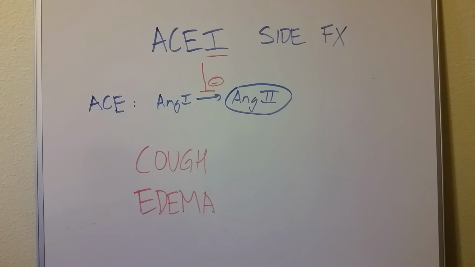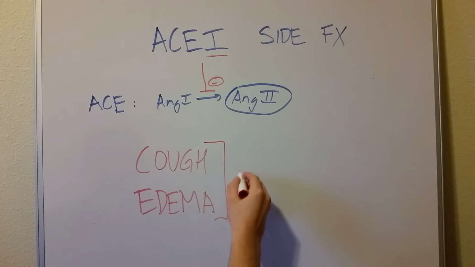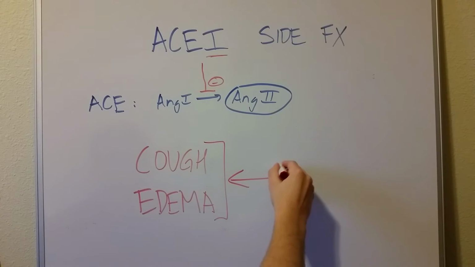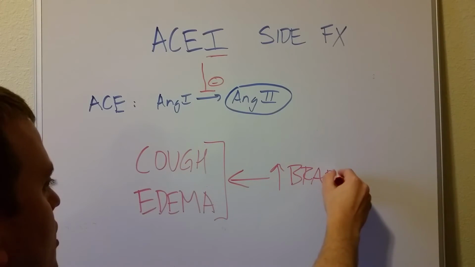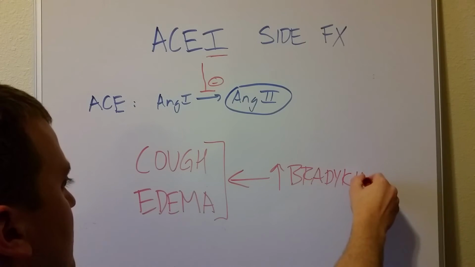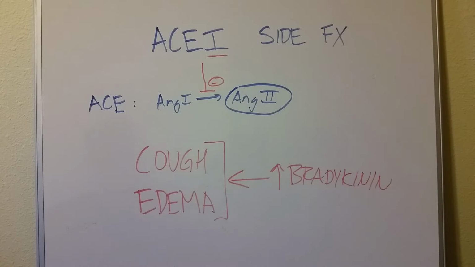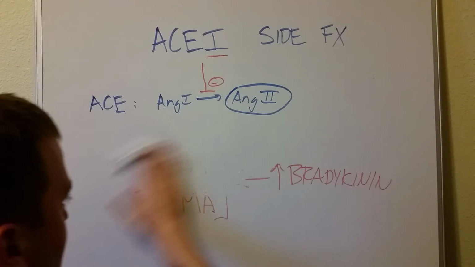And it's funny, they both actually are caused by the same mechanism, and that mechanism is increased bradykinin. Now, bradykinin is going to be what you're asked on board exams. They're going to say, by which mechanism does an ACE inhibitor cause its side effects, cough and edema? And that's going to be because of an increase in bradykinin. Now, why does that happen? I mean, where did bradykinin come from? What is it, and who cares?